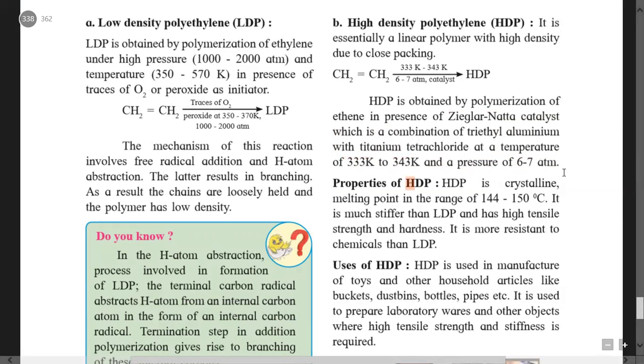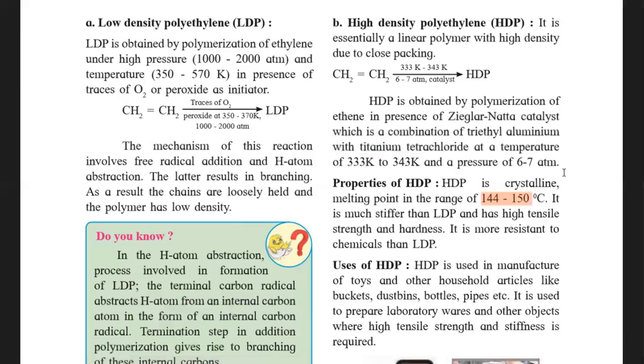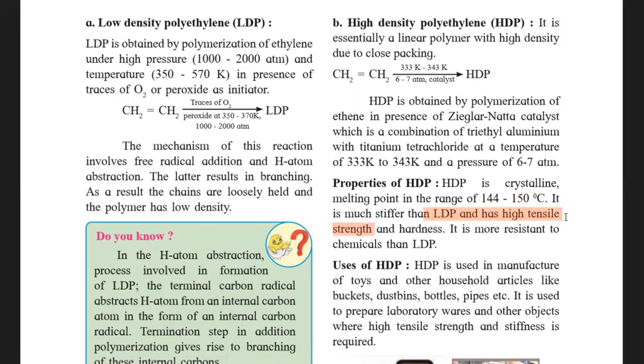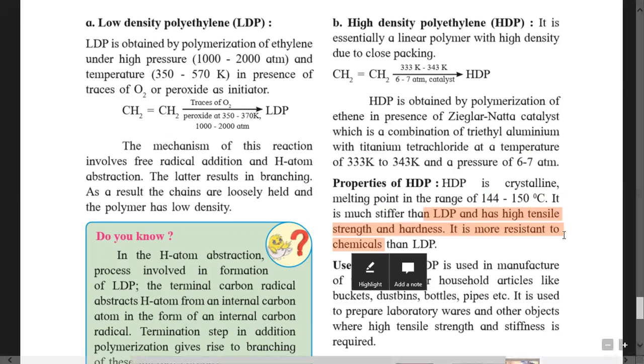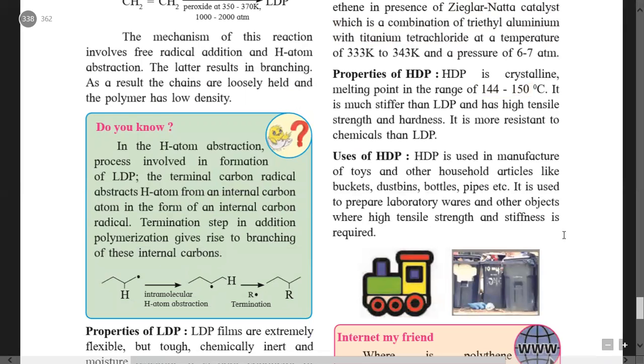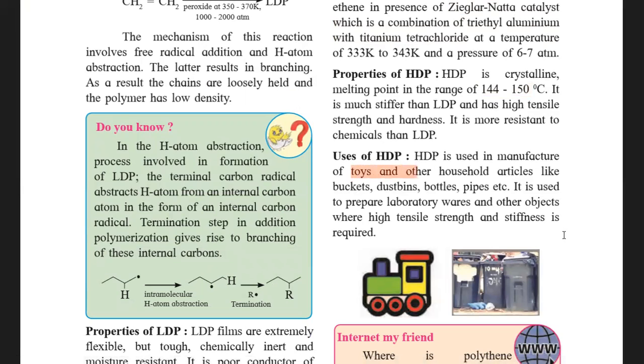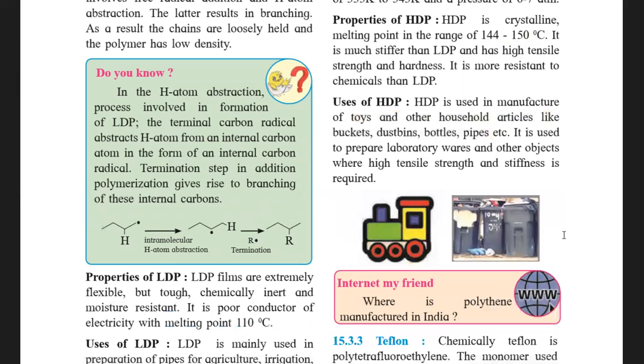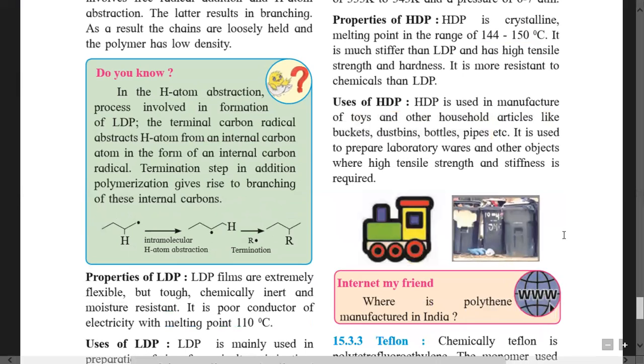The properties of HDP are: it is crystalline, with melting point in the range 144 to 150 degrees Celsius. It is stiffer than LDP, has high tensile strength and hardness, and is more resistant to chemicals than LDP, and therefore is mainly used in the preparation of containers. Uses are in the manufacture of toys, household articles like bucket, dustbin, bottles, pipes, etc. It is used to prepare laboratory ware and other objects where high tensile strength and stiffness are required.